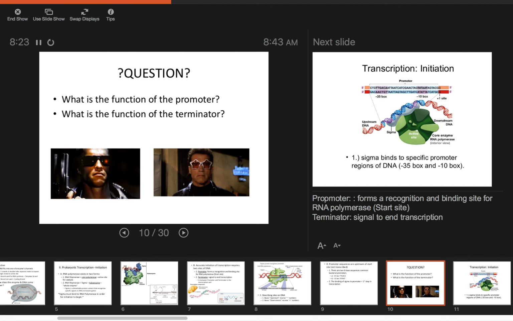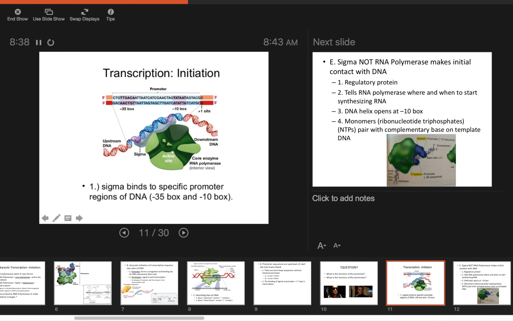So what is the function of the promoter? Start transcription. You have to start transcription, and what binds to the promoter? Sigma. Very good. What's the function of the terminator? Stops the transcription. Okay, so sigma binds to that specific promoter, the minus 35 box and the minus 10 box. That's what it recognizes. What's this whole structure called when the sigma binds to the RNA polymerase? The holoenzyme. Good. Whole enzyme. Very good.